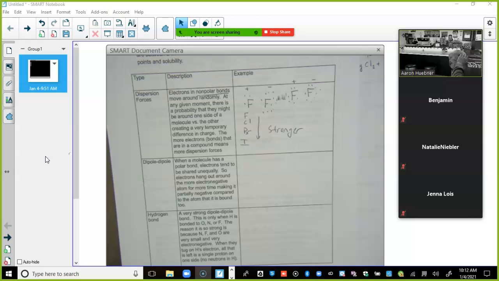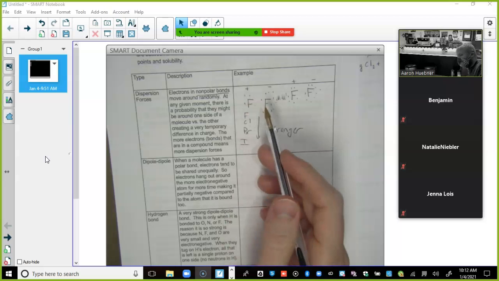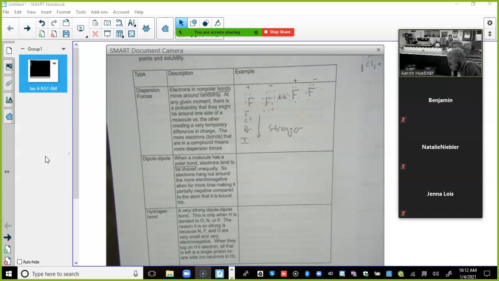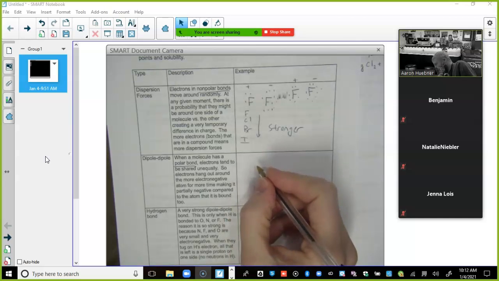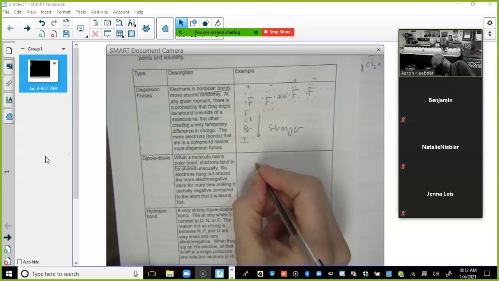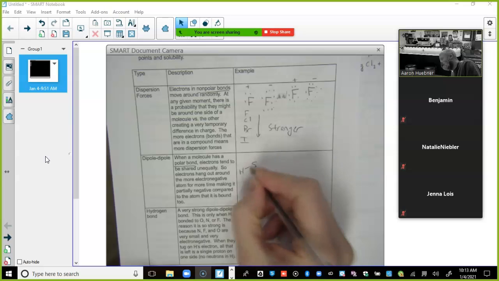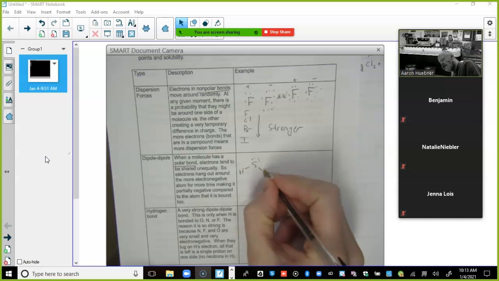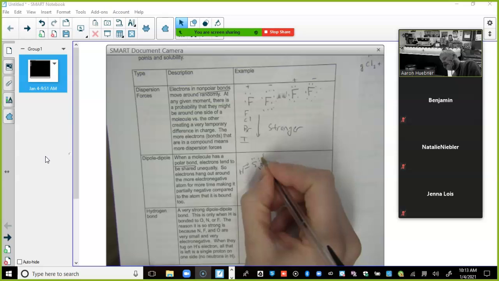All right, dipole dipole, it's the same concept. The only difference is instead of temporary, it's permanent. When a molecule has a polar bond, that's when it's going to be a dipole dipole, because polar is unequal sharing of electrons, and that's permanent. Let's do H2S. So S is more electronegative than hydrogen. So we got a permanent dipole moment moving towards the sulfur, which creates a partial negative.